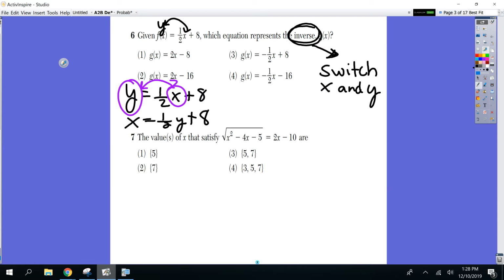2. What's your first step in solving this for y? Subtract the 8 over. Everyone, yes? Subtract the 8. So you get x minus 8 equals 1/2 y. Y is not by itself yet. Suggestions on how to get y by itself.